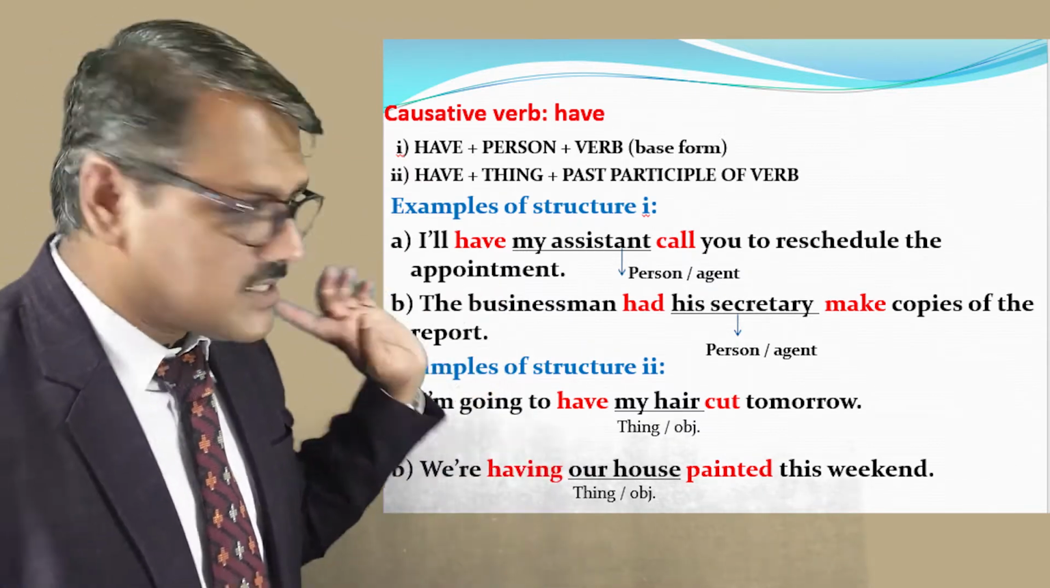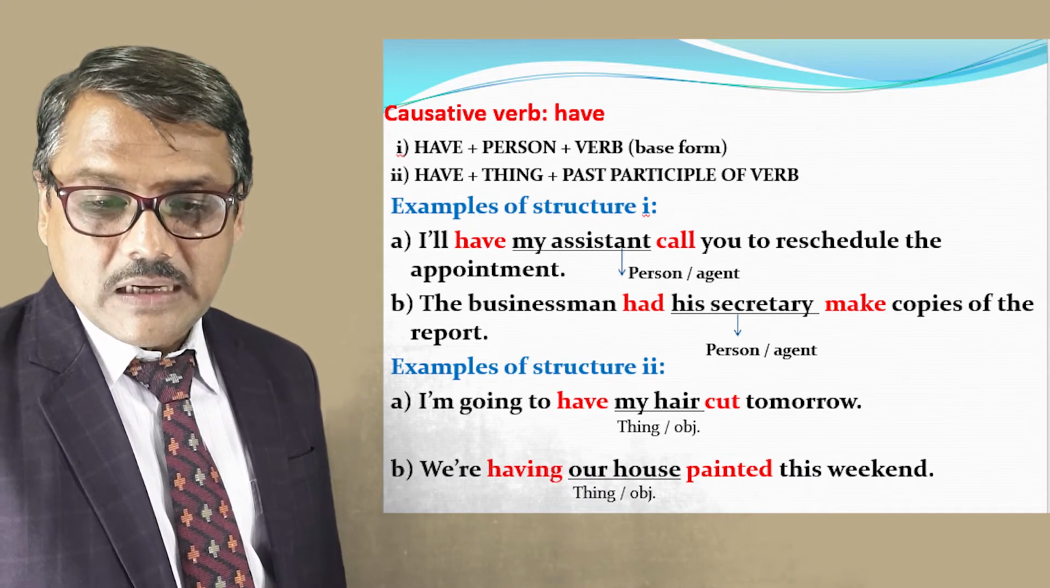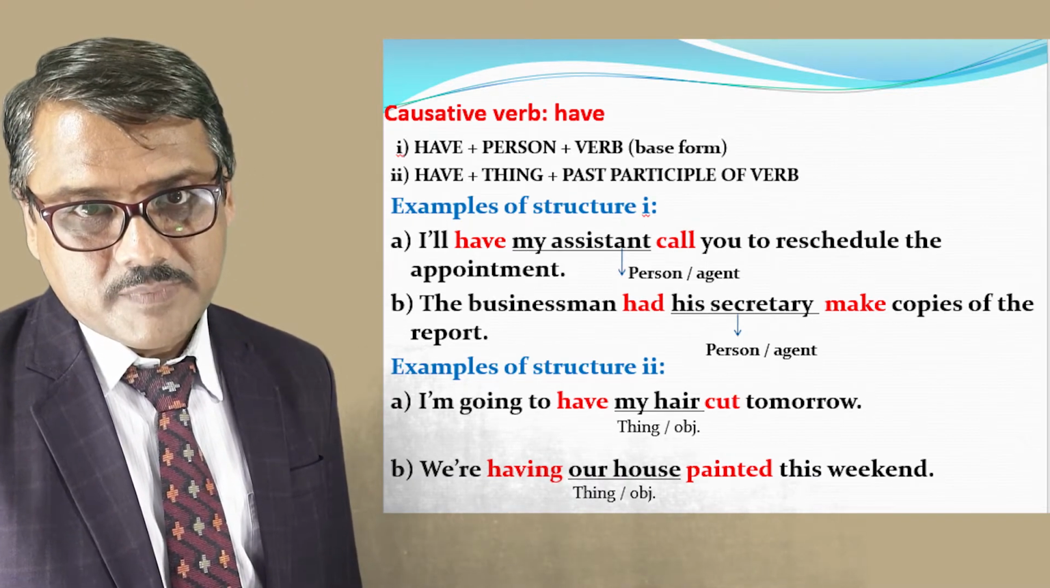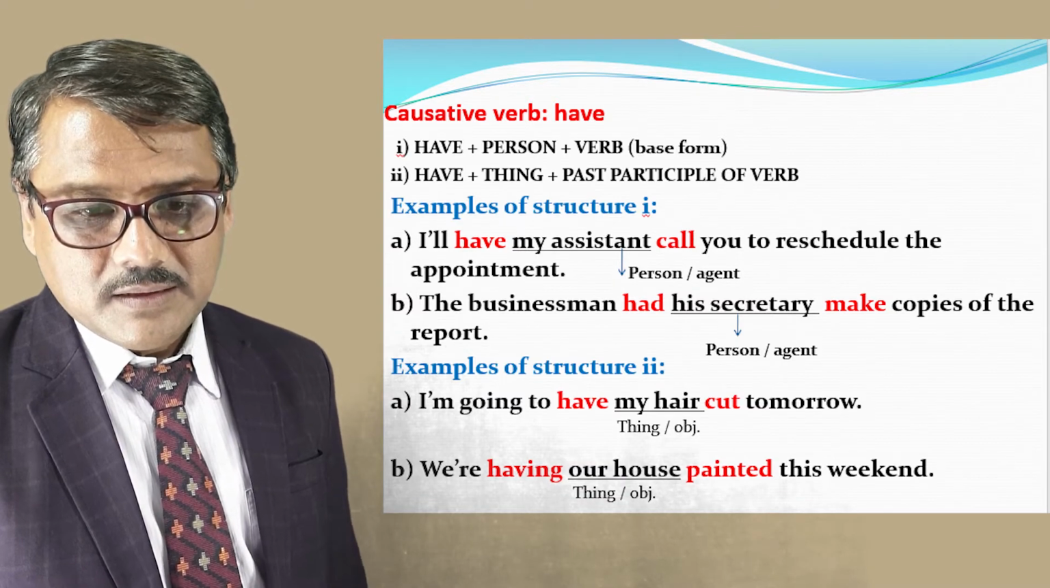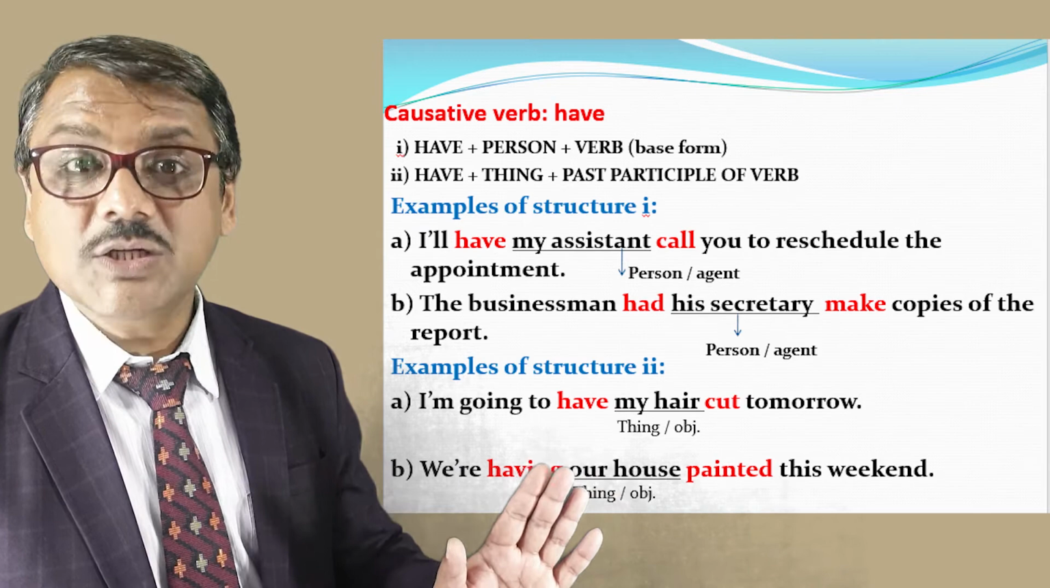So look at this sentence first. I'll have my assistant call you to reschedule the appointment. Here, I'll have my assistant. It shows the authority.